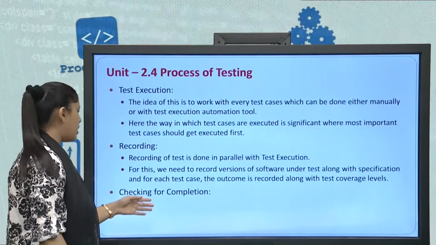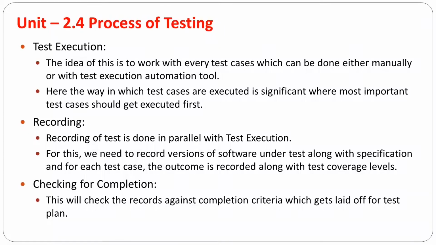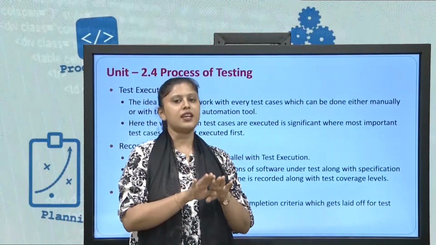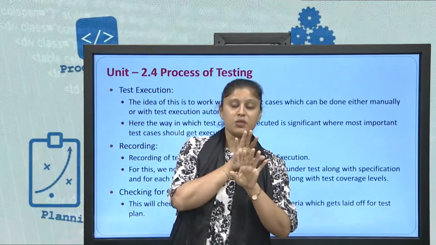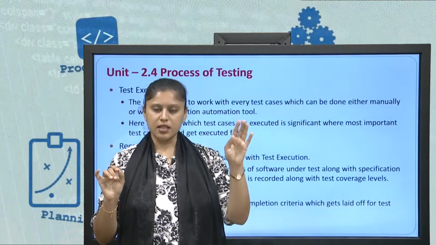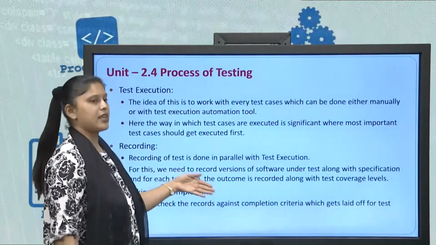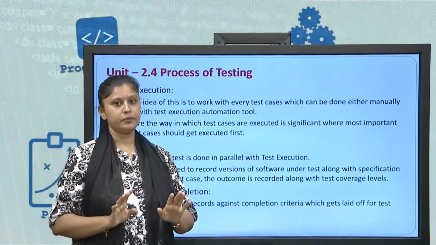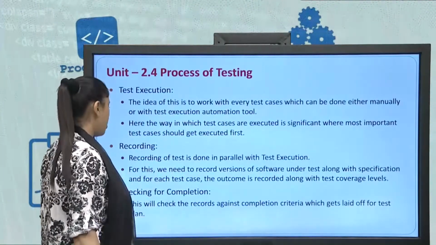And lastly we have checking for completion. Now what is checking for completion? It is a very easy one. It checks the records against the completion criteria laid out for the test plan. There are going to be many test plans. In order to close a certain test plan, I have to see whether all the testing is done, whether it is according to my specifications, and whether the recording is done, the writing of the documents, whether this test is passed or failed. Once all this is done, we check for completion, and that is where we end our test plan. So the process ends here.